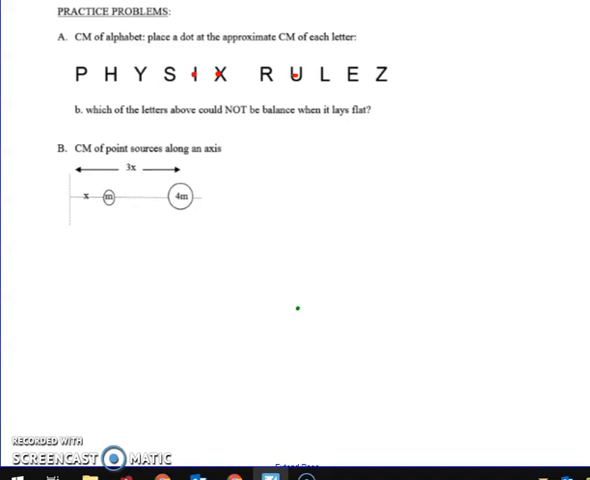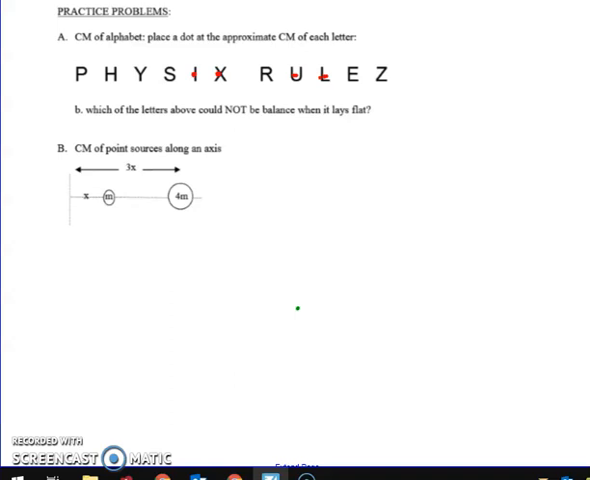For the L, it's similar. It's going to be towards the bottom and towards the right, so it's going to end up right about there. Again, it's not on the L. So those are letters you could not balance. If I were to lay these letters flat in my hand and place a finger on any part of them, there's no way I could balance them because the center of mass is not even on the letter, whereas it is on the I and the X.